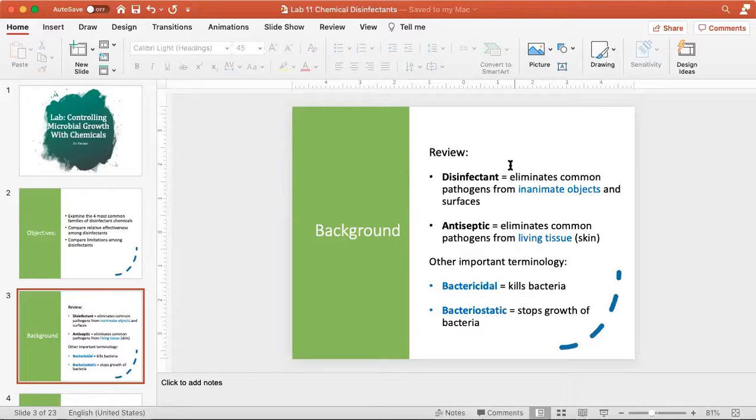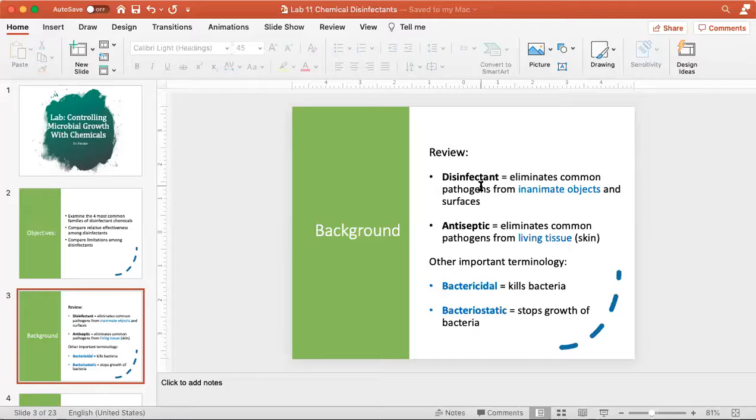When we talk about a disinfectant, we're talking about a chemical that can eliminate common pathogens from inanimate objects and surfaces. So we're not talking about using disinfectants on living tissue. We're going to use them on surfaces and objects in our environment in order to kill and get rid of any pathogens that might be on those materials.